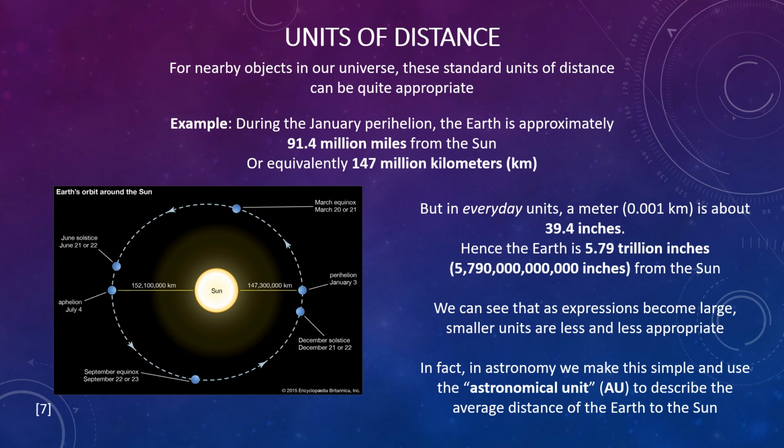astronomers came up with the unit, the AU, which is much more convenient to describe the distance between the Earth and the Sun. It's the average distance the Sun is from the Earth during its orbit. And it's just much more convenient than saying that the Earth is 5.79 trillion inches, for instance, from the Sun.